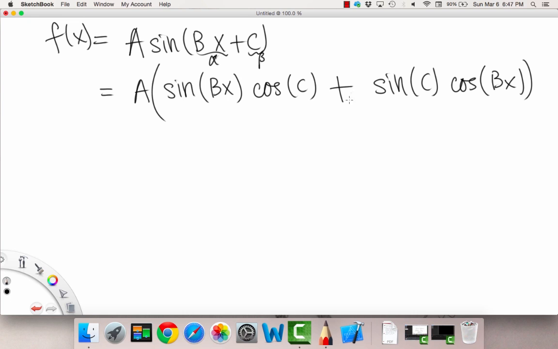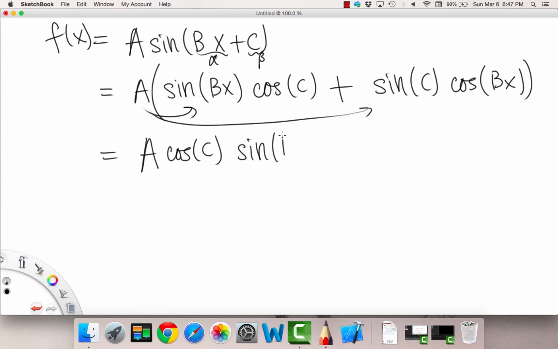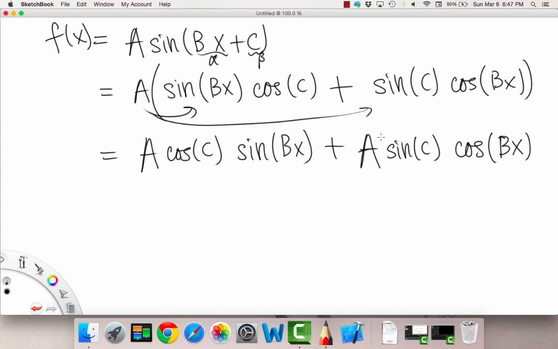And then from here, I'm just going to distribute the a inside, just for the heck of it. A is just a constant, as are b and c. So we could get a, and then I'm just going to switch the order. So cosine of c times sine of bx plus, and like I said, I'm distributing the a in, so we get a times sine of c times cosine of bx. So why did I do that?